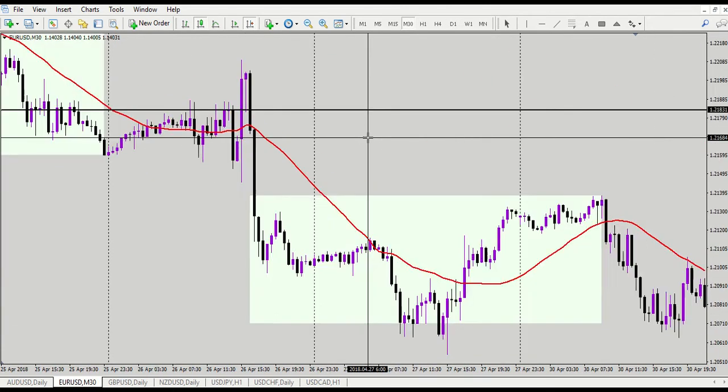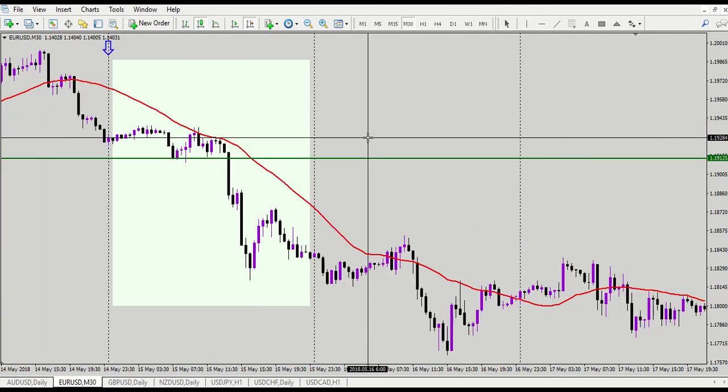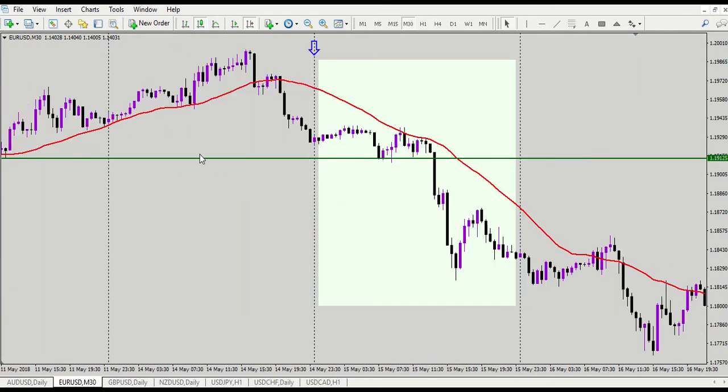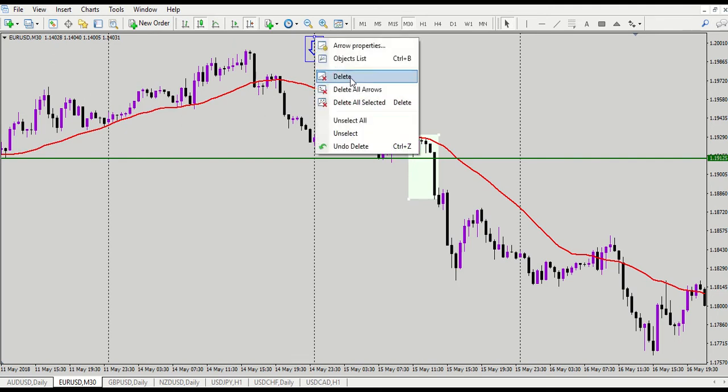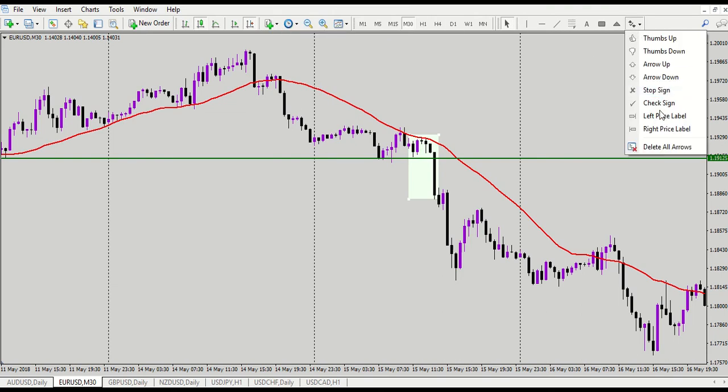We're looking for our entries or our sells on the 15th, which is on this day here, the 15th of May. Now remember, what you want to do is wait for price to break support and move below the moving average. So when the previous day closed, it closed below the moving average. So that takes care of one of the ticks, right?